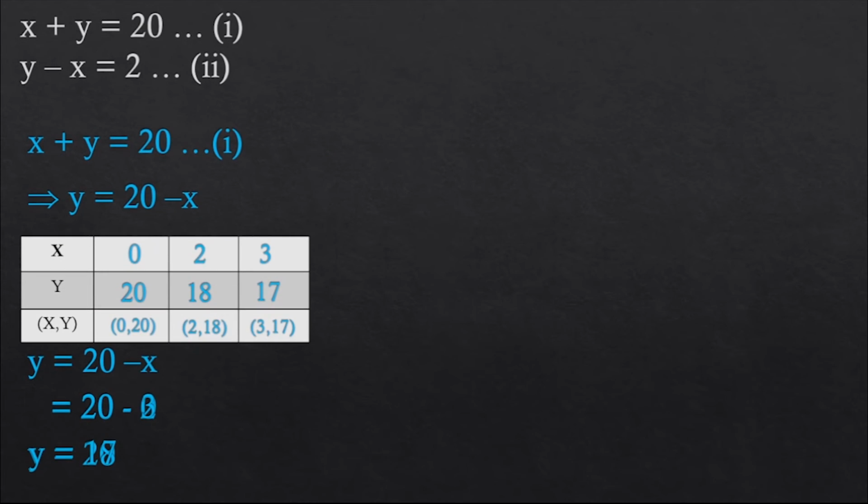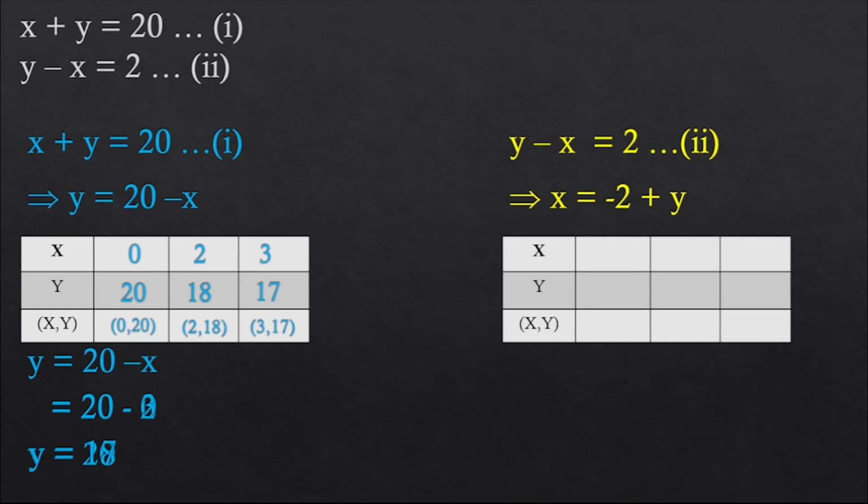Now let's take the second equation. Here it will be better to write it in terms of x. So we have x equals minus 2 plus y. So let's make our table again. This time we'll take values of y and solve for x. So for our first point, let's take y equal to 0. On solving, we get x is minus 2. So the first point, x comma y, will be minus 2 comma 0. Similarly, taking y as 1, we get our next point, minus 1 comma 1. And taking y as 3, we got our third point, 1 comma 3.